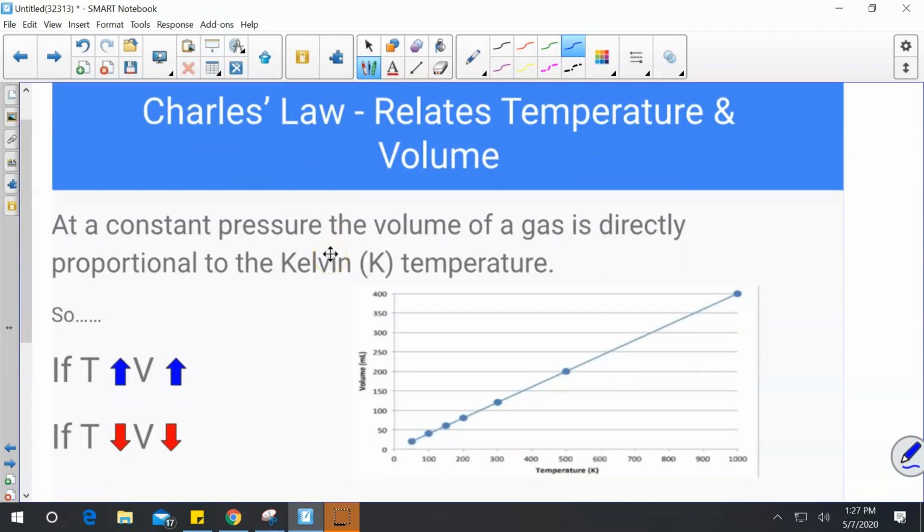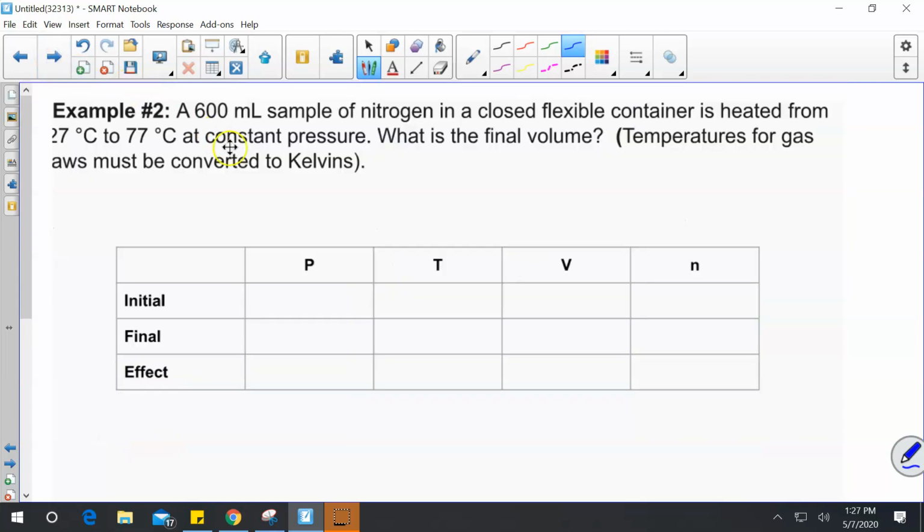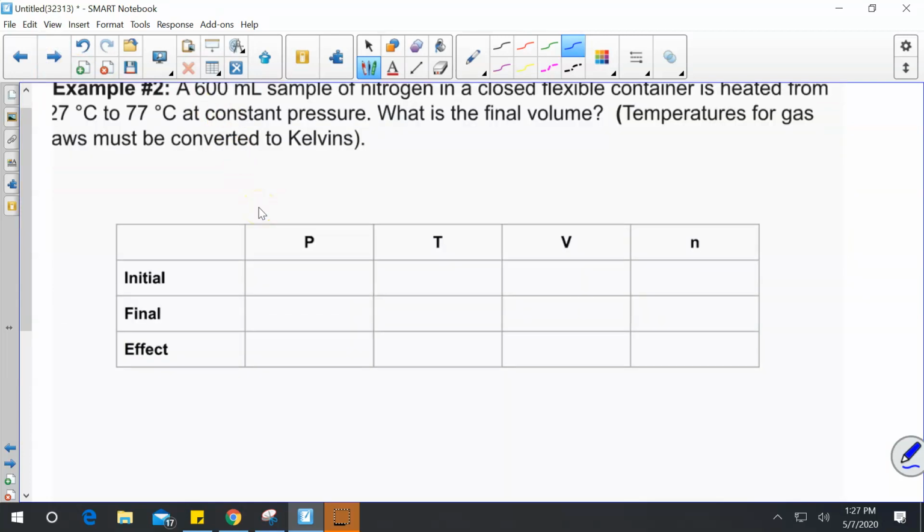The next one was Charles' law, how it relates temperature and volume. In this one, the pressure is remaining constant. As the temperature increases, the volume increases. We're also saying it's a sealed container. So this is a direct relationship, and we're not letting any more particles in or out of the container.